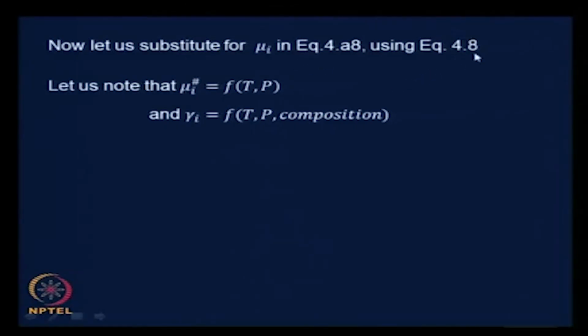Okay, I would like you to substitute the expression for mu I from equation 4.8 into equation 4.a8 and realize that mu I hash is a function of temperature and pressure alone, whereas gamma I is a function of temperature, pressure and composition, and let us see where you get. Substitute, then see what terms go to 0, see what terms can be cancelled out if at all, and see how it can be reduced to its minimum representable form. Go ahead please, take 15 minutes.